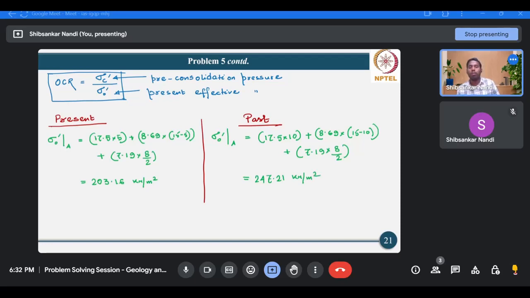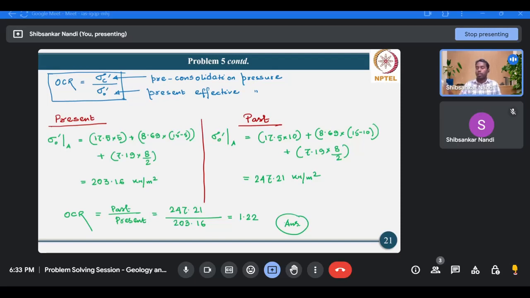Now we'll have to take a ratio of these two values. So OCR would be past by present, as I mentioned earlier. So 247.21 divided by 203.16. So it's approximately 1.22.